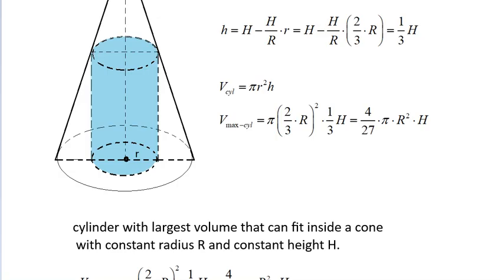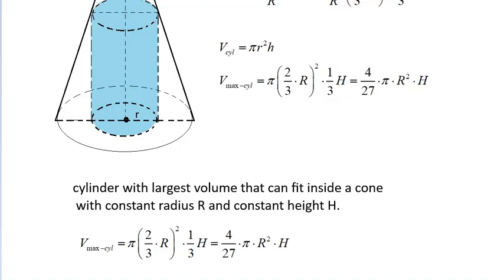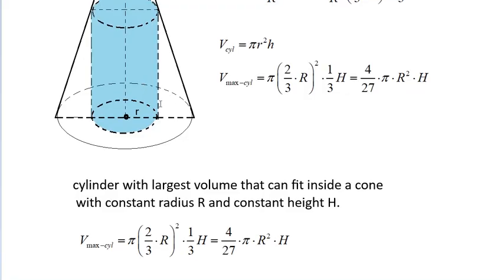And so in summary, if we want a cylinder with the largest volume inside of the cone, then the volume of the cylinder will be 4 over 27 times pi times the radius of the cone squared, times the height of the cone.